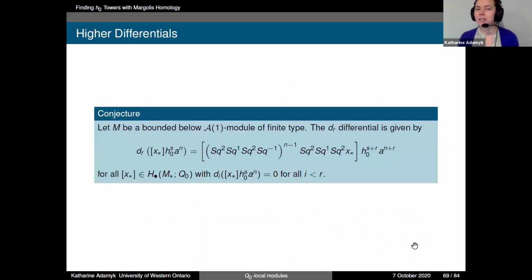I have a conjecture for the higher differentials. The difficulty here is if I want to pick out a 2 Seagull, now I'm not just concerned with the action of square 2, 1, 2. I somehow need to be able to take the inverse of square 1 and then go up by square 2, 1, 2 again. And making that inverse square 1 well-defined is kind of where the difficulty is for the higher differentials.